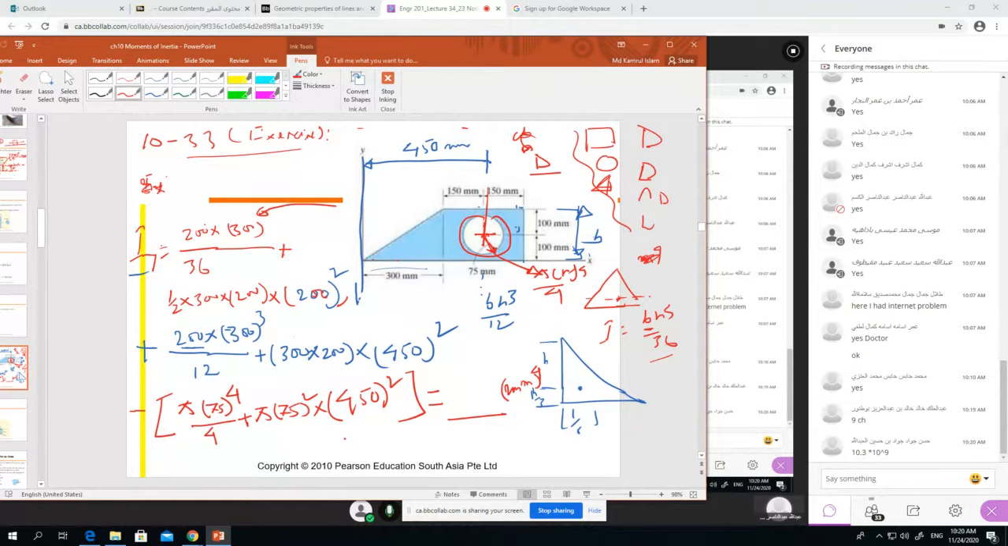1.3 times 10 to the power 9, right? Yes, correct. I think the answer is correct. Thank you for the calculation. 10 to the power what? 10 to the power 9. Write down more clearly. All right. So done, right?